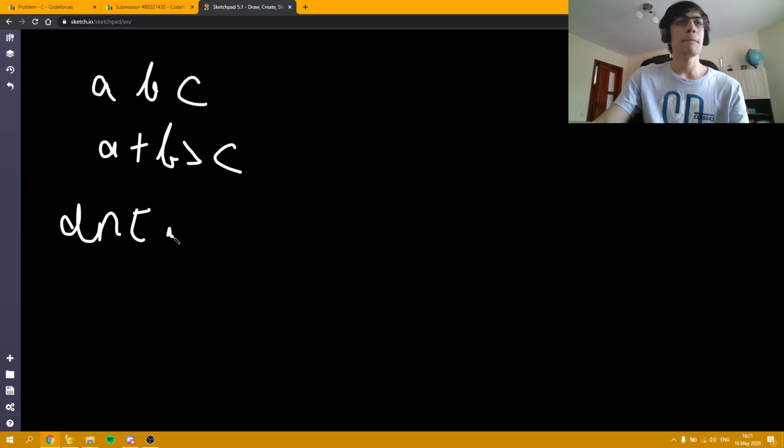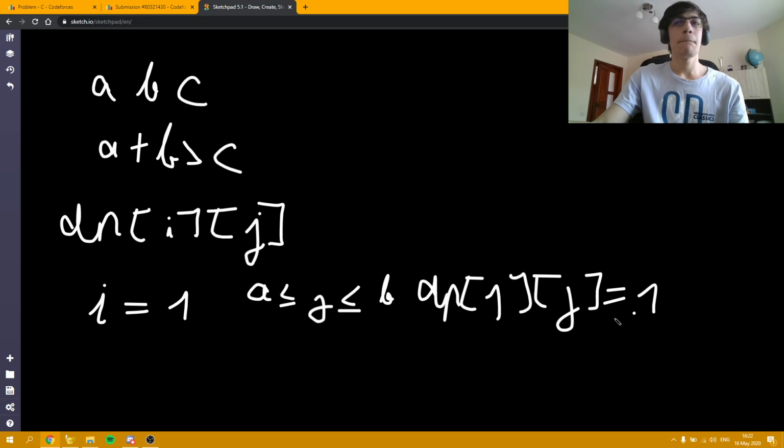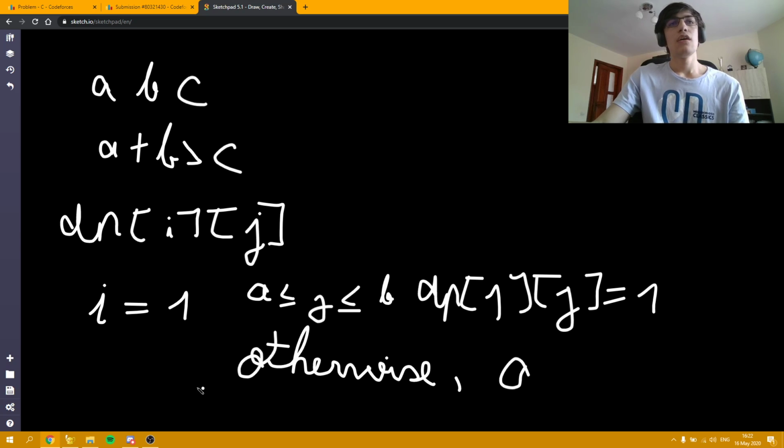dp of i, j will be the number of triangles with i sides already fixed, and the sum of the fixed sides is equal to j. For i equal to 1, we have two cases. Either j is between a and b, so now dp of 1 and j is 1, and if j is not between a and b, the dp is equal to 0. For the second line, we are going to have a slightly different recurrence.